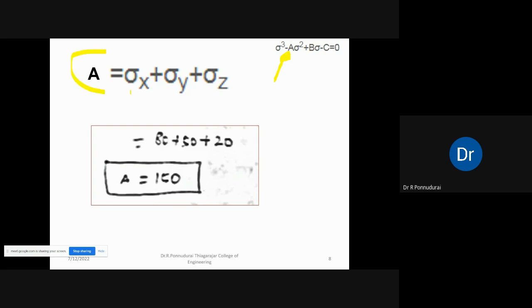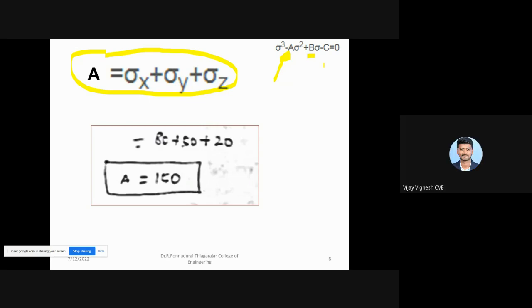If we are able to get the values of B and C, then it is easy to solve the problem. We can get the values of sigma 1, sigma 2, sigma 3. Shall we go for calculation of B, how to find the constant B? Shall I go ahead?